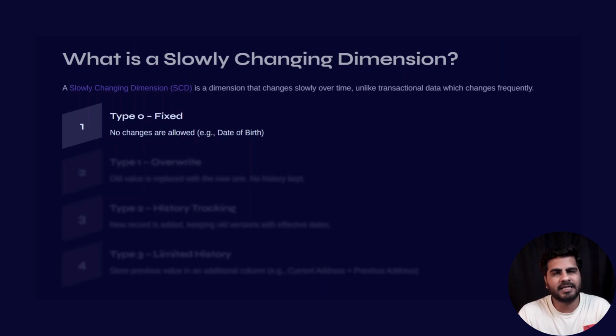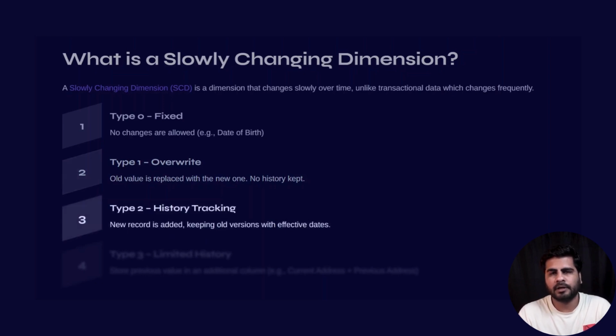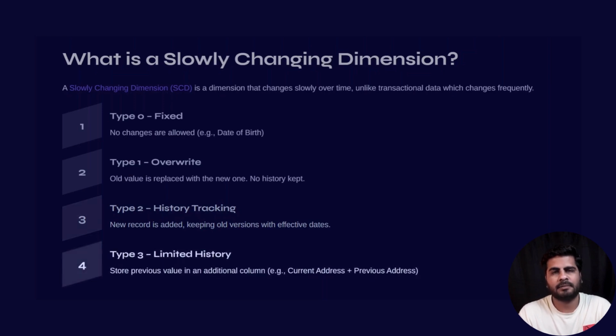The next is SCD type 1. Here you overwrite the data, but you do not need to keep the historical record. The next is SCD type 2. Here you add new records, but you also track the history of the past records. The next is SCD type 3. SCD type 3 maintains limited history. So you add a new record, but you also keep the historical record in the same table in a separate column.